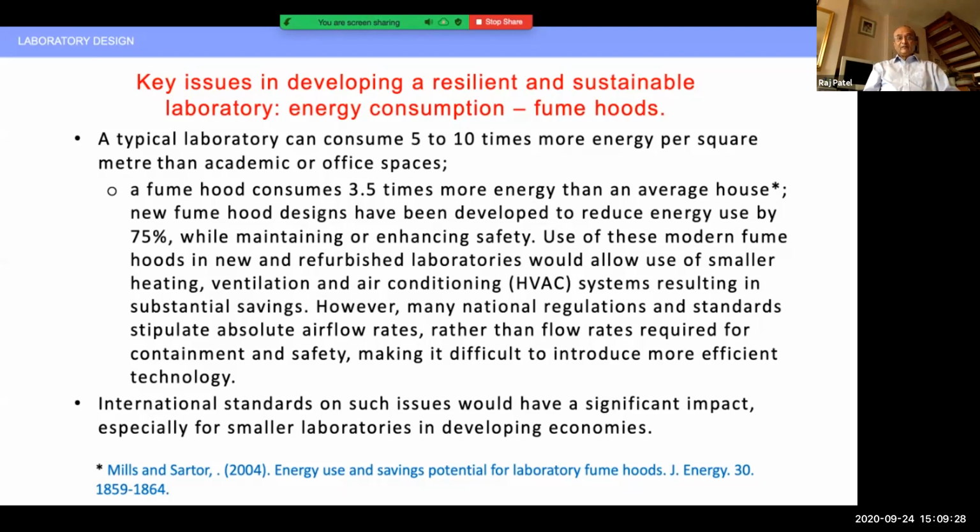However, one of the problems is many national standards and regulations stipulate absolute air flows rather than flow rates required for containment and safety, making it difficult to introduce some of these more efficient technologies. So in my mind, it's very clear, international standards on such issues would have a significant impact, especially for smaller laboratories in developing countries.